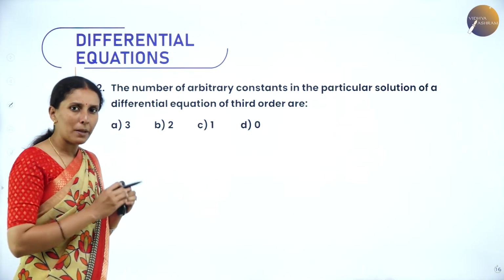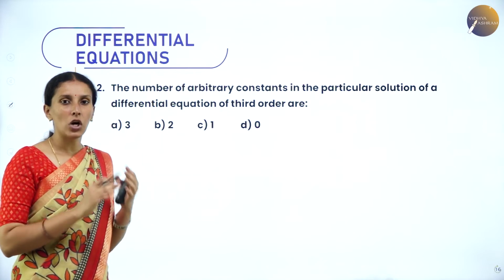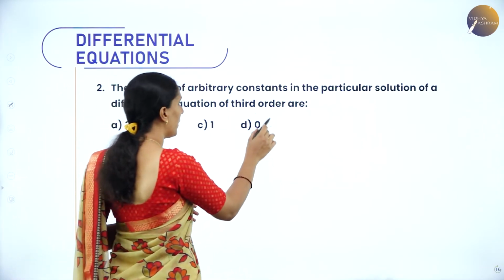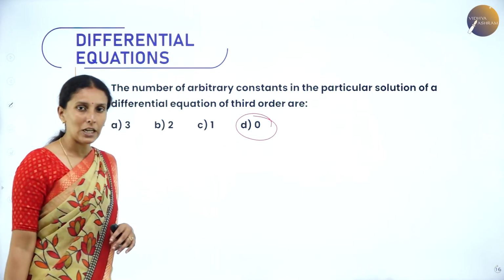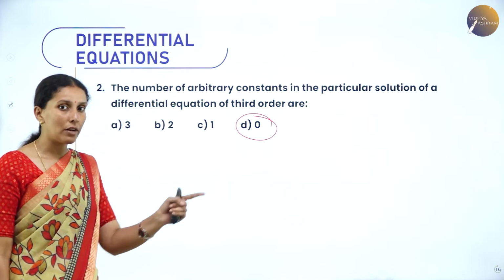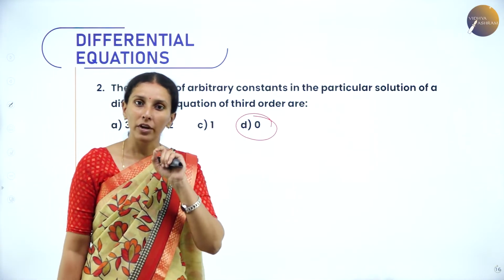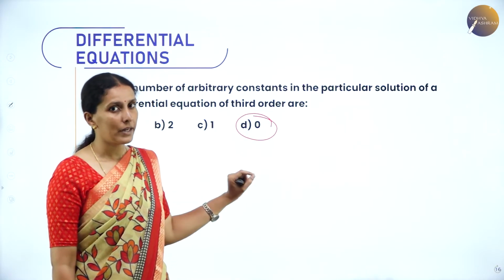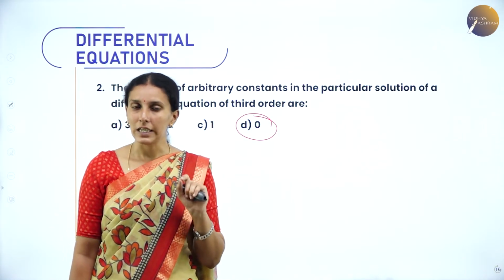Hence, it may be of any order. It may be first order, third order, fourth, fifth or nth order. But always remember, for any particular solution, the number of arbitrary constants is 0. But for a general solution, the number of arbitrary constants is equal to the order of the differential equation. But for a particular solution, it is always 0.